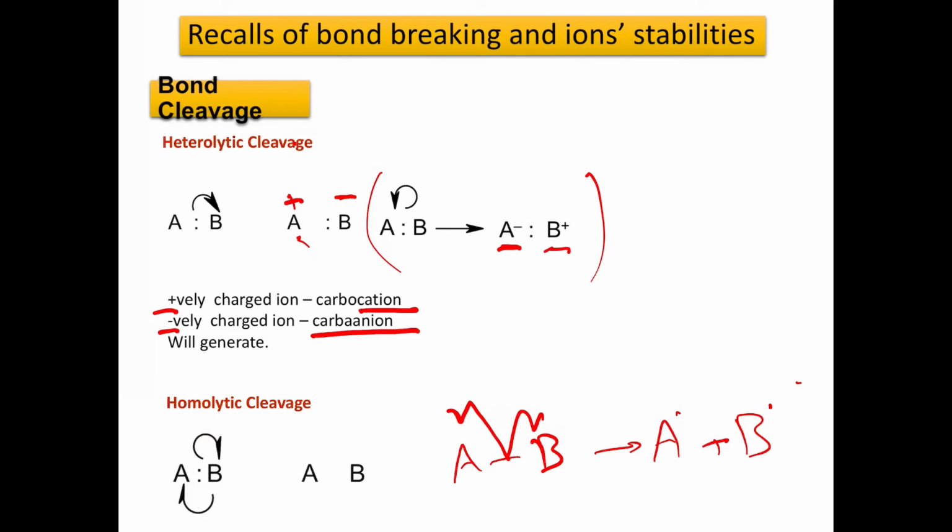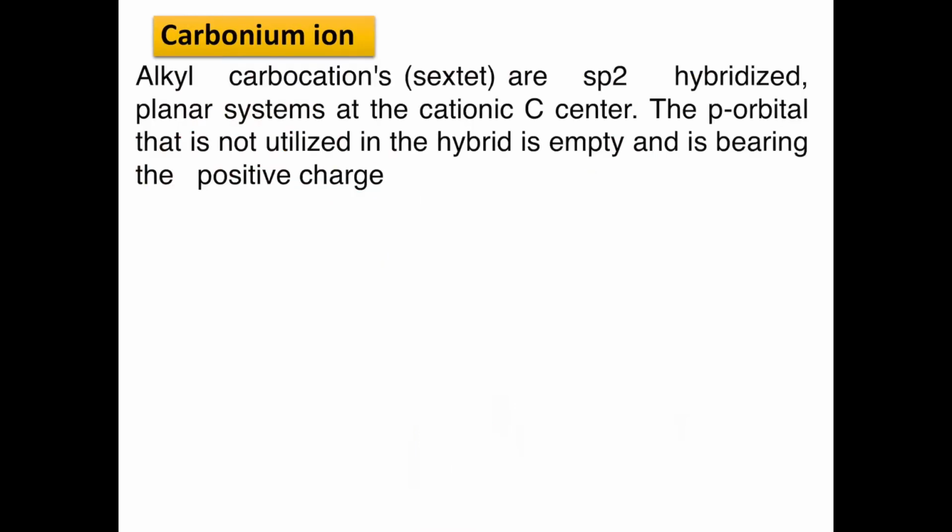And we have homolytic cleavage. In homolytic cleavage, the bond will break down like that. Each atom gets one electron as a radical. Free radicals will be generated. What is carbonium ion? You know that IUM means positive. Carbonium ion is a positive carbon structure.